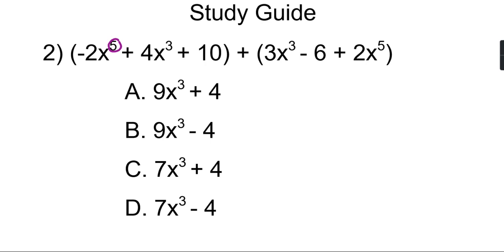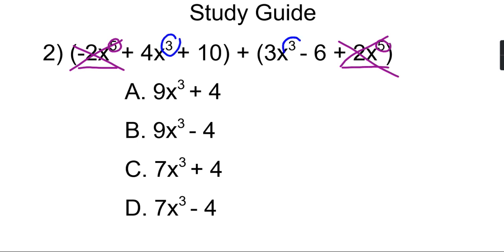Negative 2x to the 5th power. Can it be combined? Are there any other 5th powers? Well, I see a 5th power right here. So I'm going to add negative 2x to the 5th power and positive 2x to the 5th power. And notice that that actually makes 0. Okay, so we actually have 0x to the 5th power. I'm just going to cross it out because it made 0, so I don't really need to include it in my answer.